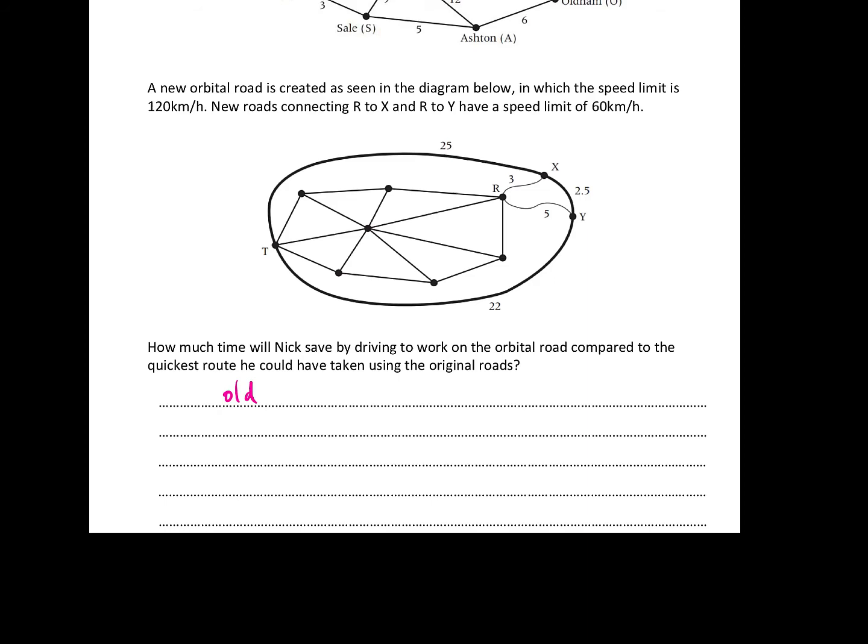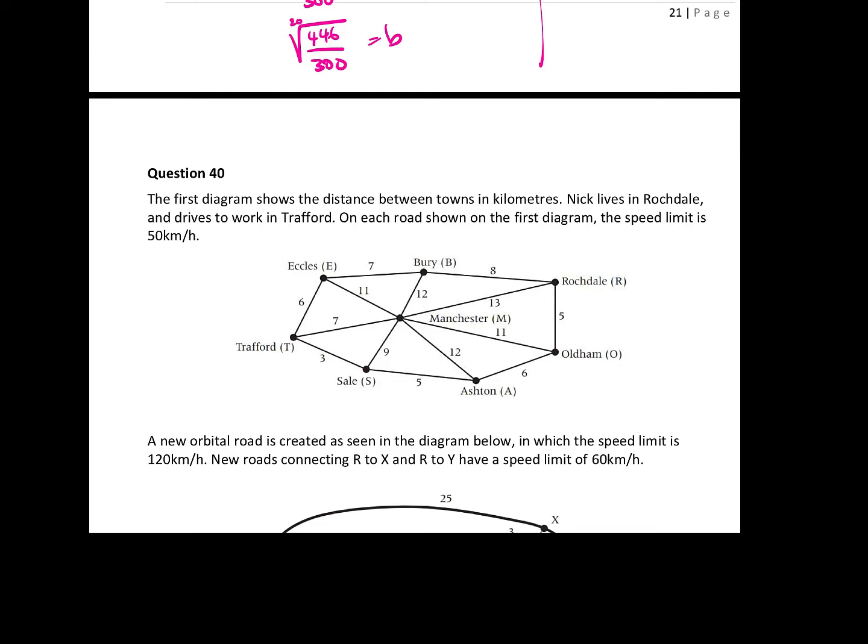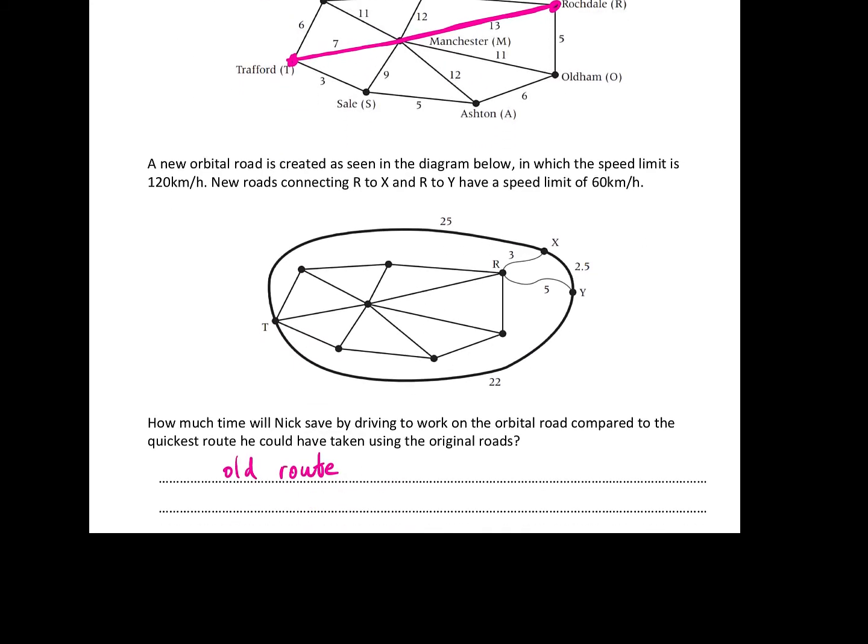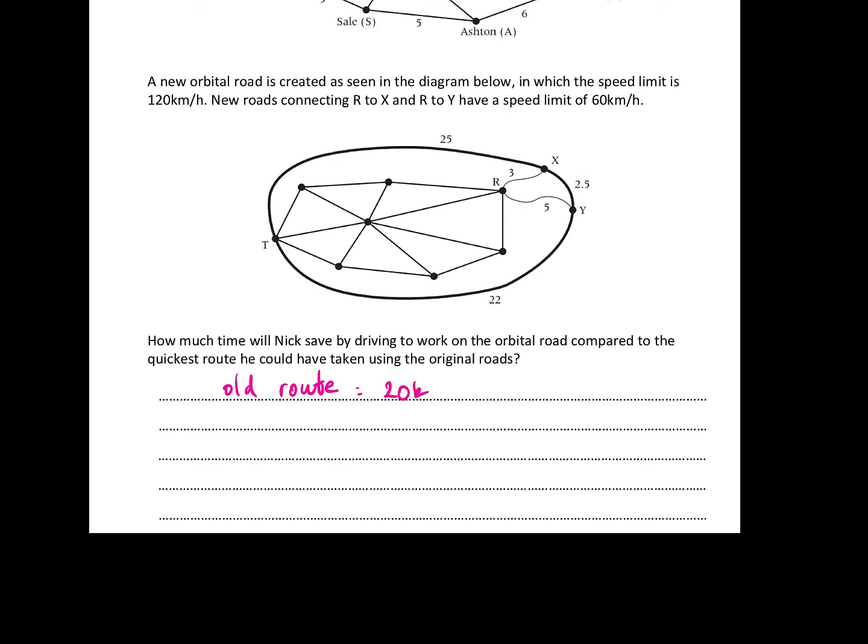All right, so for the old route, let's find out what the shortest distance is. So it's going from Rochdale to Trafford. Is that correct? Rochdale works in Trafford, yeah. 20 kilometres. If I go down 5, 6, no, 5, 11, 7, no, 8, 7, 6, no, 8, 13, 9, no. Okay, so that's the shortest distance. So his old route's 20 kilometres away and he travels at 50 kilometres per hour.